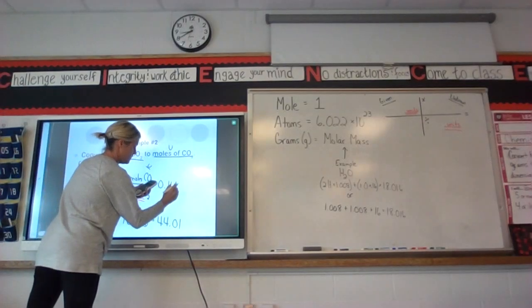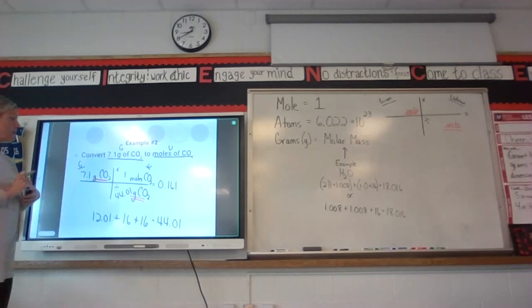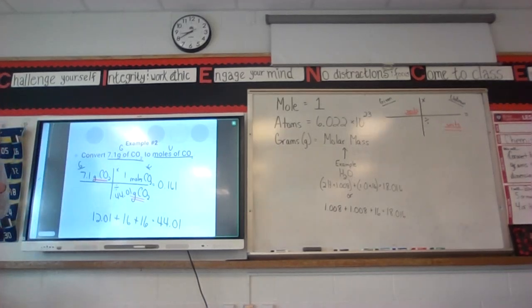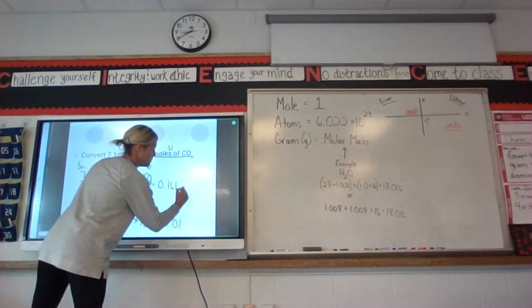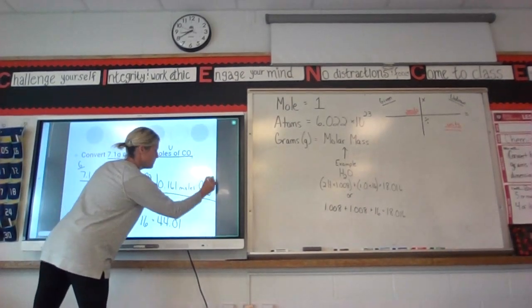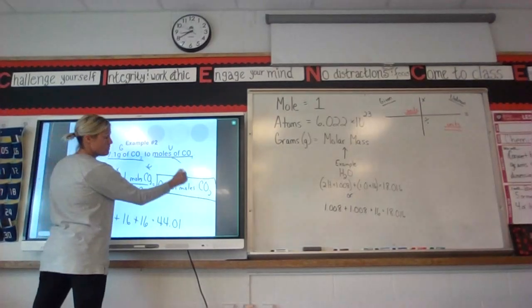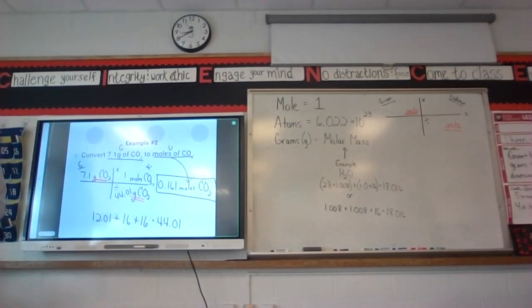0.16132697. Okay, I'm just going to stop there. 3 numbers past the decimal point sounds good to me. 0.16. Okay. What are my units going to be? Moles of CO2. Not molar mass. Because if this is my unknown, remember those units come here. Right. Okay. You all try example 3.